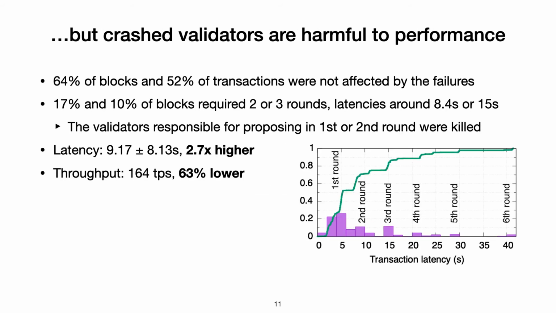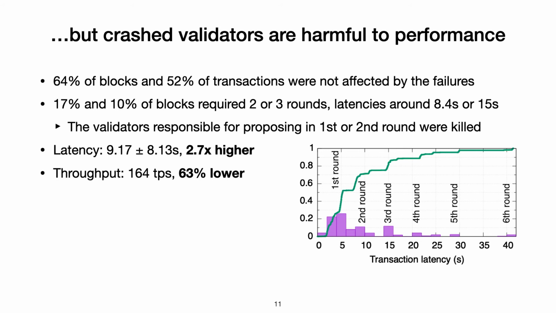On the other hand, the impact of crashed validators on performance was huge. To understand the result, we have to recall how the Tendermint consensus protocol operates. Each instance of consensus has a validator assigned as the proposer. These validators propose a block of transactions that, in the absence of failures, will be accepted in a single round of consensus and then appended to the blockchain. This was the case of 64% of the blocks and 52% of the transactions, as can be observed in the picture.